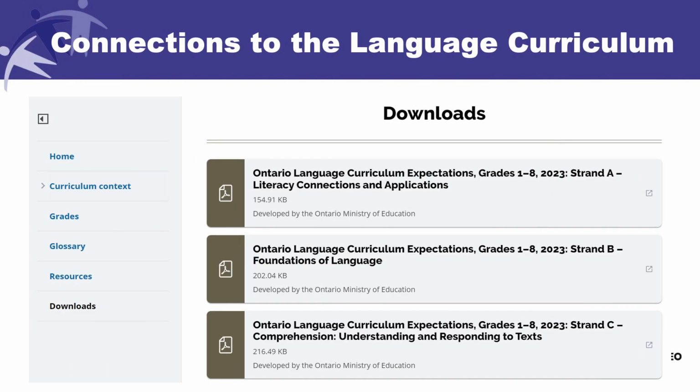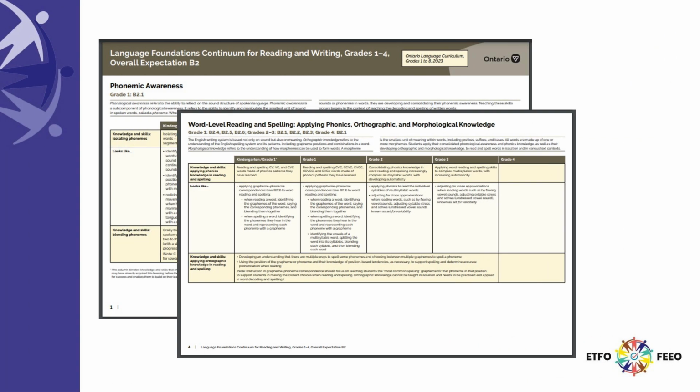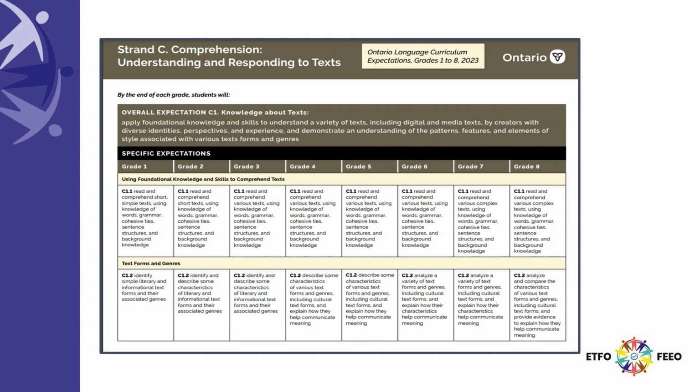There are many resources to help see the connections between Scarborough's reading rope and the Ontario curriculum. These resources are very helpful when planning and delivering your literacy program. For example, the curriculum provides a language foundations continuum for reading and writing for grades 1 to 4. These continuums support the skills required for word recognition in Scarborough's reading rope. There are also printable PDFs of the overall and specific expectations across the elementary grades.